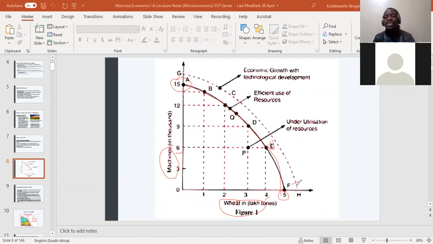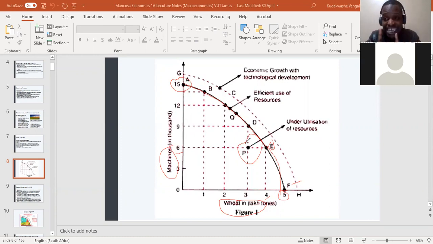Let's look at it from a different perspective. What does point P over here represent? Point P, we call it an inefficient point. We call it an underemployment of resources point. Why? If you are producing at point P, you are not using all of your resources, which means there are some resources that are not being utilized by the country. How do we prove that?